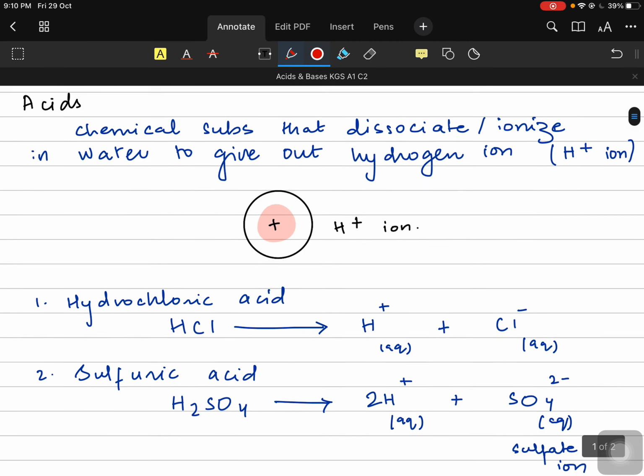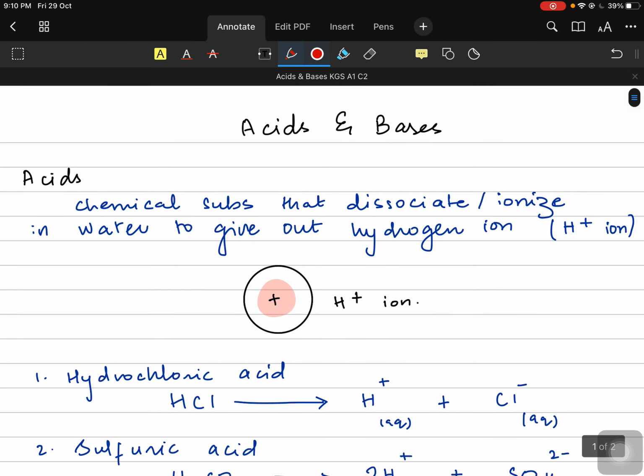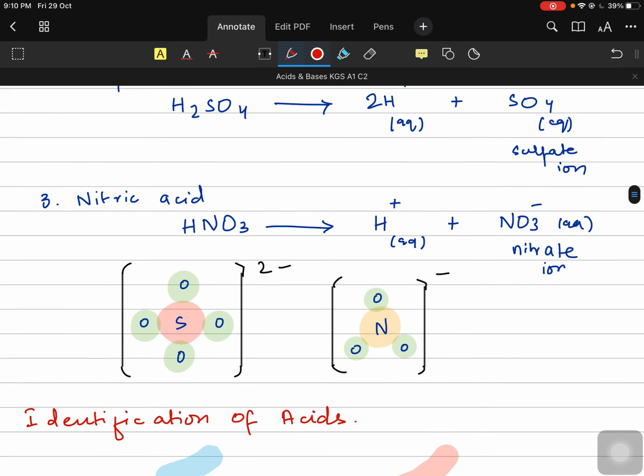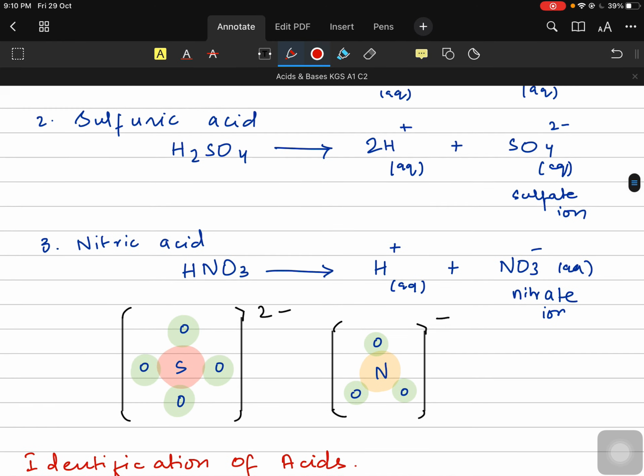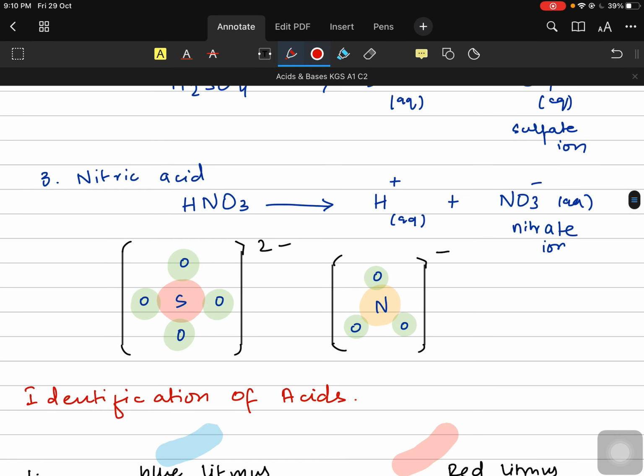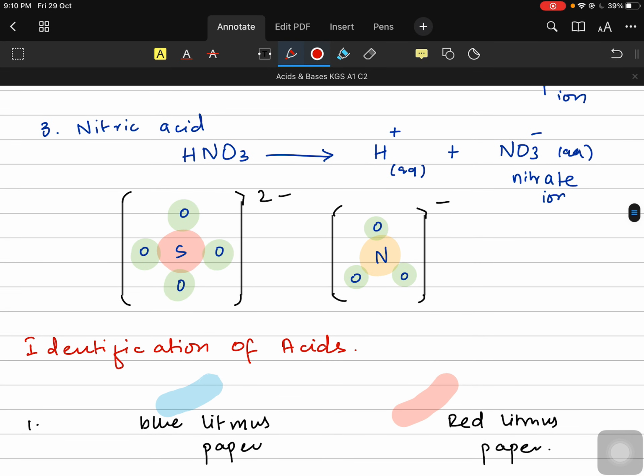Hi everyone. So in the previous video we were talking about the idea of acids and bases. We did look at the definition of acid. We know the names of common acids, which are hydrochloric, sulfuric and nitric. We know that SO4 is sulfate ion and NO3 minus is nitrate ion. We never change these formulas.